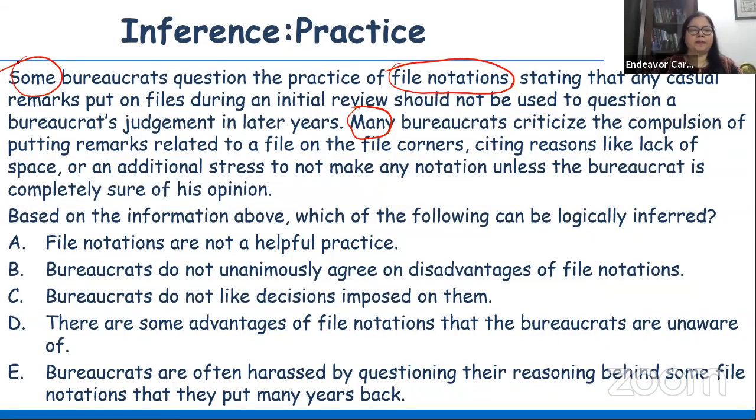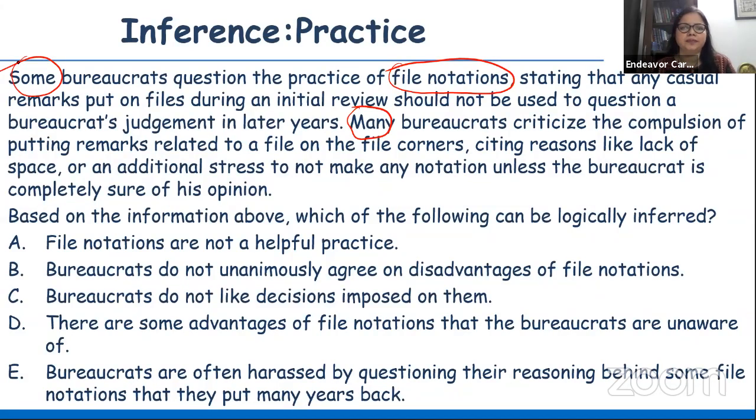Let's look at option C, okay? Or let's look at option E. Bureaucrats are often harassed by questioning their reasoning behind some file notations that they put many years back. Bureaucrats are often harassed. Matlab, they are often harassed. Abhi chal raha hai. This is an action that is currently going on. They are harassed. Where is the data here in the passage?